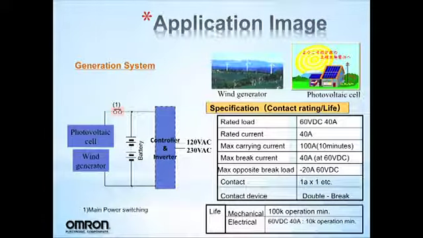Here's an example where DC power relays could be used in generating systems. For wind generators, PV cells, there's 1 relay, the main power relay, for switching the main power off.